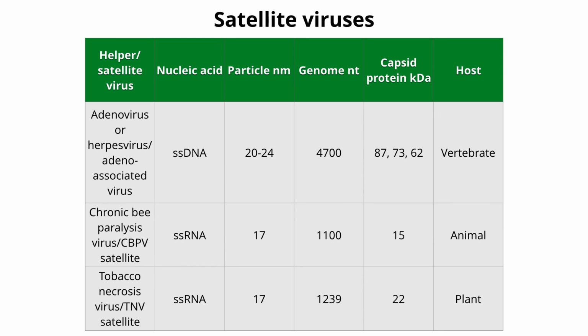So the way these are named, there's the virus, which is a helper, chronic bee paralysis virus, and then the satellite is CBPV satellite. This is a single-stranded RNA satellite virus with a smaller particle, small genome, and just one capsid protein. They infect bees, obviously, and then one that infects plants, in particular tobacco necrosis virus, and tobacco necrosis virus satellite. And you can see that's also a small capsid as well.